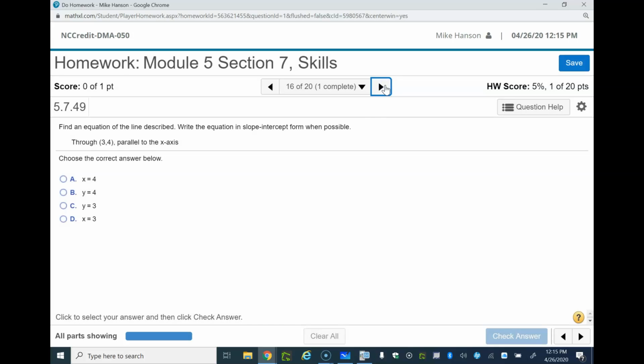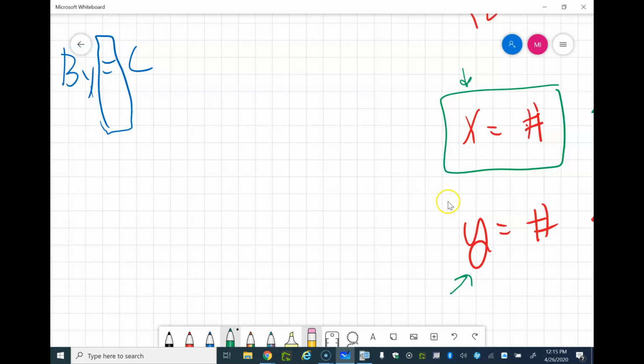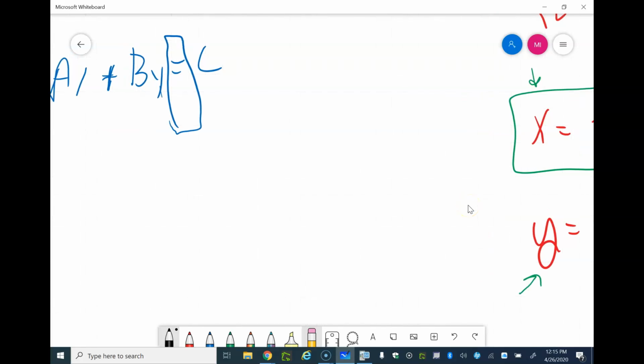The next one is going to be 16. This one acts as the same thing, but this time the line must pass through the point 3, 4, and it has to be parallel to the x-axis. So what does that mean when it needs to be parallel to the x-axis? If I write my x and y axis, how do we draw a line that's going to be parallel to the x-axis? Well, guess what?